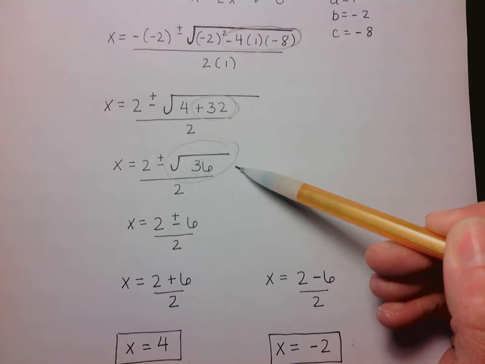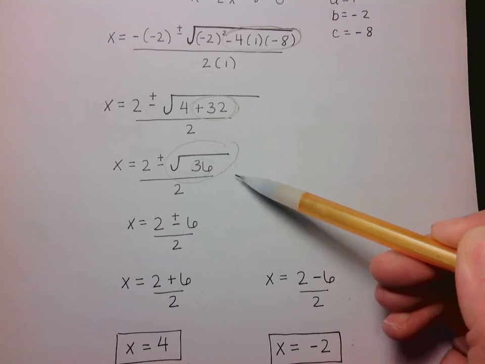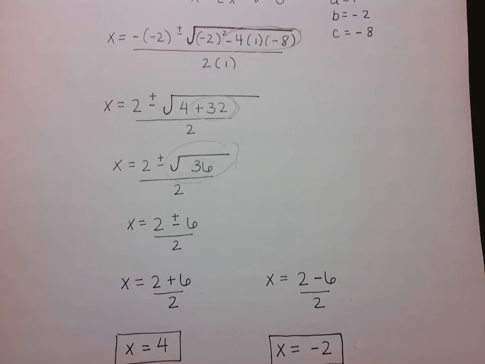So again, if you get to this point right here and it doesn't come out to be a whole number, you need to go through the process of simplifying the radical and then reducing the entire fraction at the end. And if you're doing your homework and you have any questions on that process, please email me.